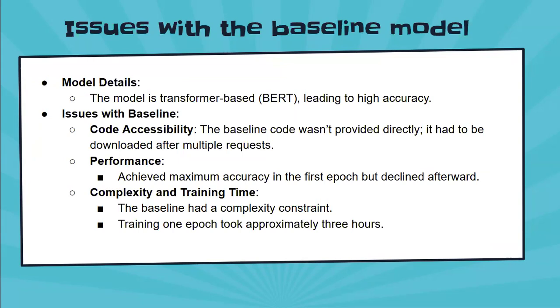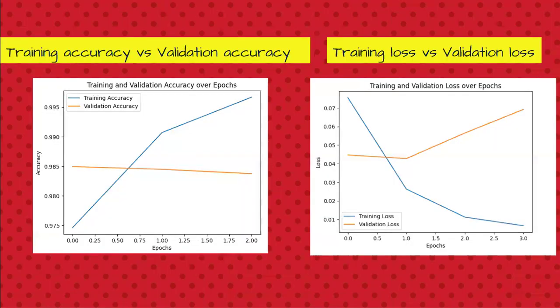The complexity and training time. The baseline had a complexity constraint. As for the training, one epoch took approximately 3 hours. This is the training and validation accuracy over epochs and the training and validation loss over epochs for the baseline model.